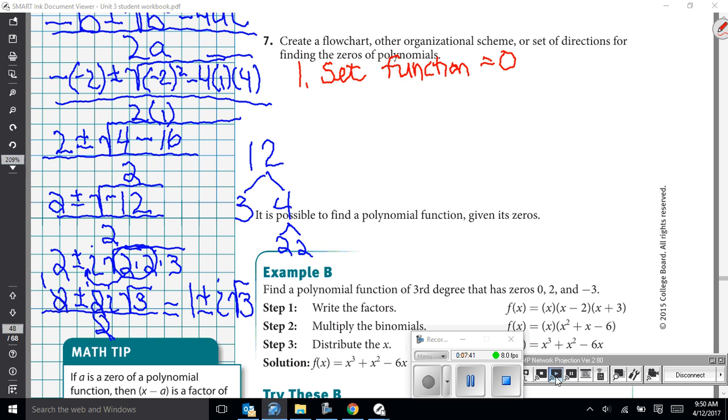All right, so set it equal to 0, so that you want everything on one side of the equal sign. Then what's the next step? What do we need to look at first?